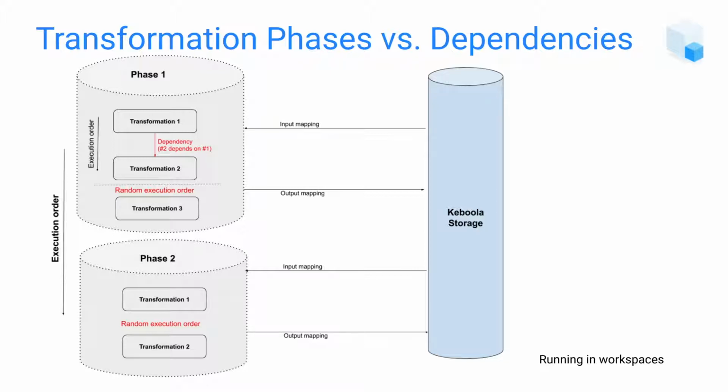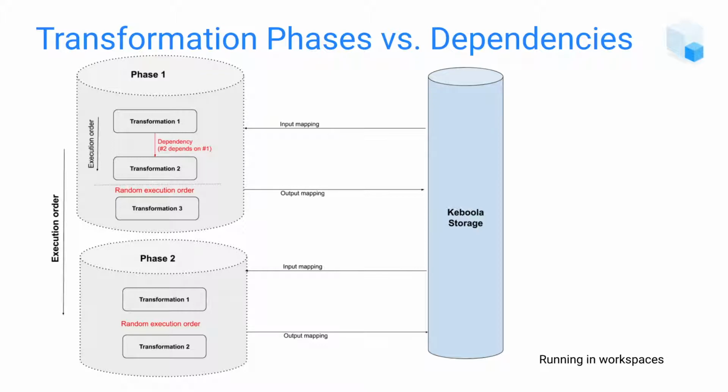So the way this is executed is that transformation 1 is executed first. Once it finishes successfully, transformation 2 is executed, and once this transformation is executed successfully, all of the other transformations are executed in a random order. Once all of the transformations in this phase are finished, the output mapping is performed, so all of the mapped tables from the phase are taken and loaded back into storage. After the output mapping is done, the workspace is dropped.